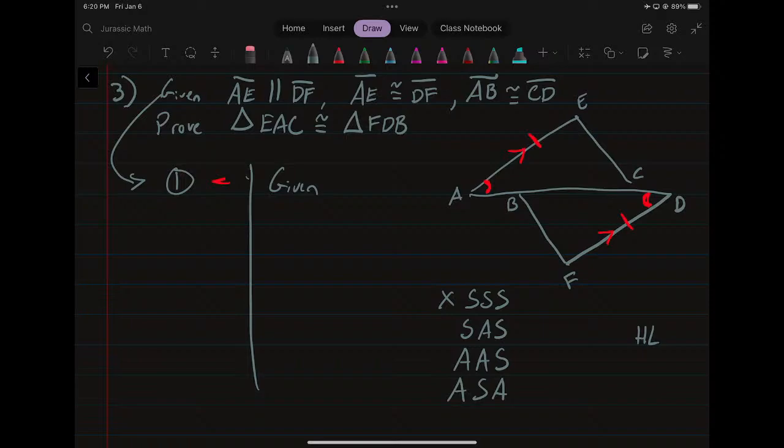Well, in my proof that's already written out, we have angle A is congruent to angle D. Now, I just have to say the reason why. And once again, this is going to be... why?